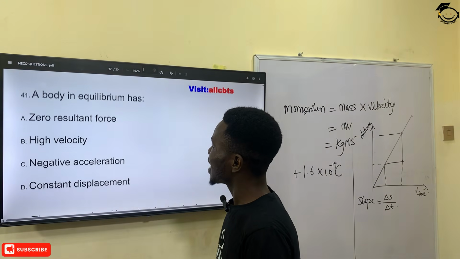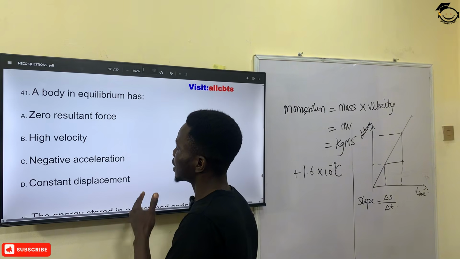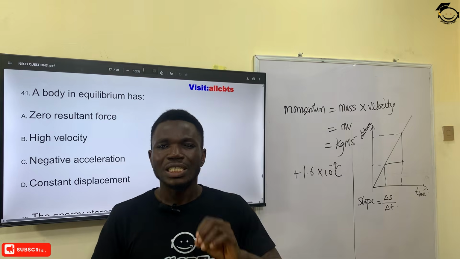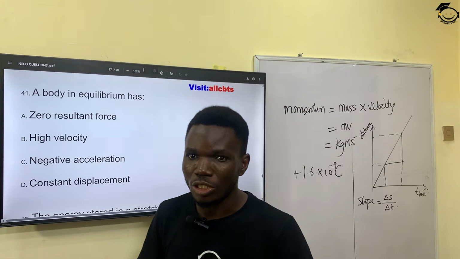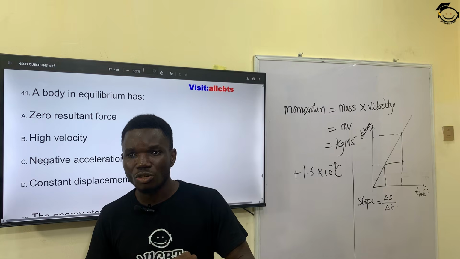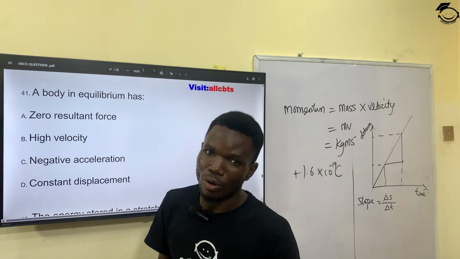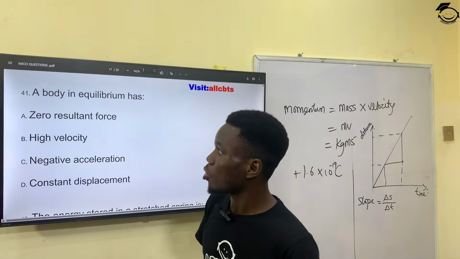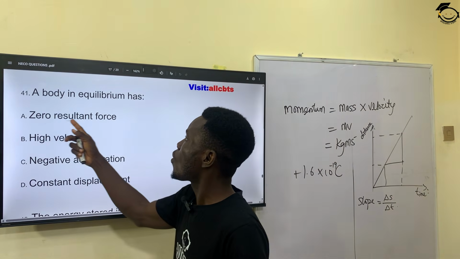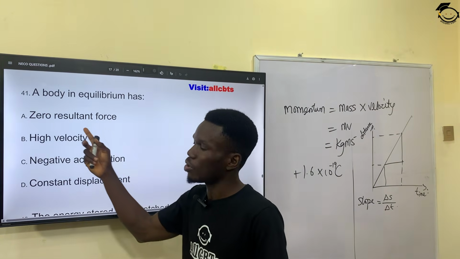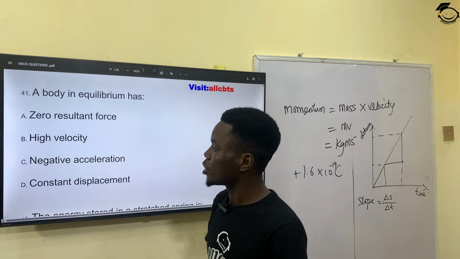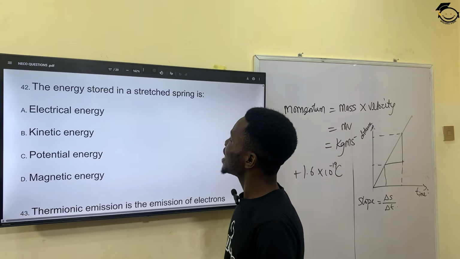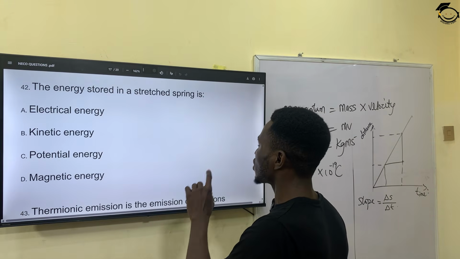Question number 41 says, a body in equilibrium has dash. So whenever a body is in equilibrium, there is zero force acting on it, or the total amount of force acting on it can be resolved into zero. So when you resolve the amount of force acting on a body in equilibrium, what you are going to have is zero. So when the body is in equilibrium, we have zero force, which is option A.